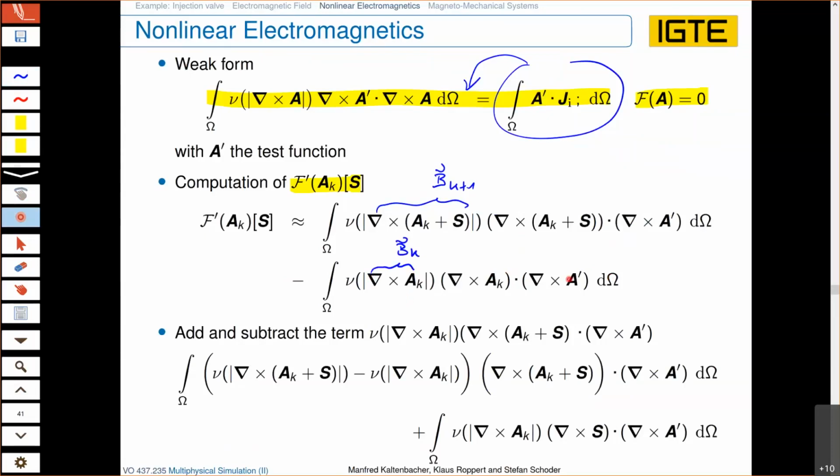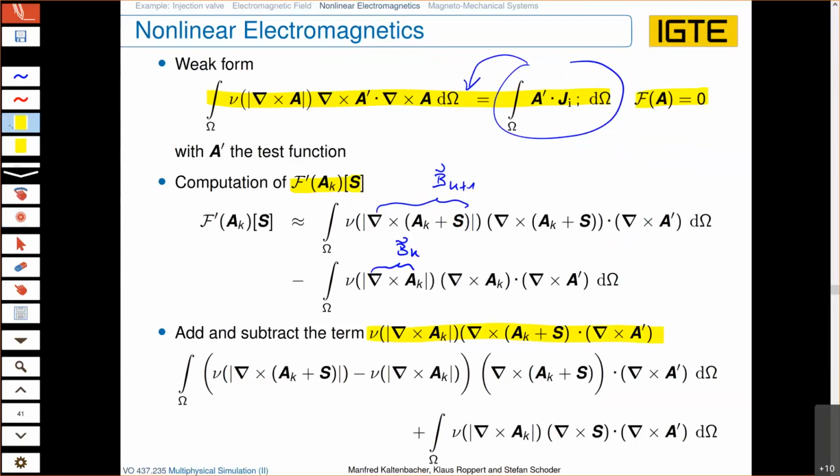Now, we have to do some steps, and there are clearly some tricks in order to come up to the final formulation we can evaluate, because what is not possible at this step is to evaluate here our nonlinear function, the reluctivity, as a function of the absolute value of B, because we don't know S. We cannot evaluate this. So the first idea is the following. We try to add and subtract this term. Why do we want to do this? Because then we have the possibility that we get here the evaluation of the reluctivity as a difference between BK plus 1 and BK.